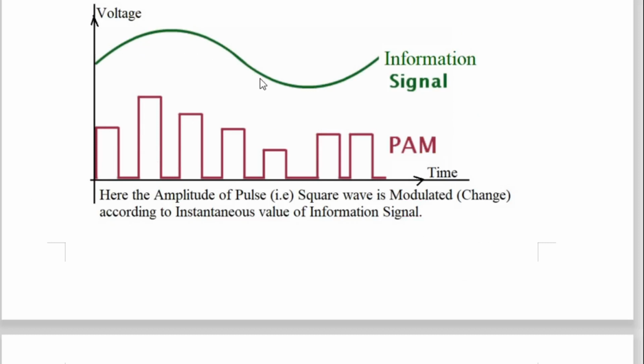Here this is the information signal. So it is written over here. On this axis there is voltage, on this axis there is time, and see here HVL is changing according to the instantaneous value of the information signal. Information signal increases, HVL increases. Information signal decreases, HVL decreases. And here it is written that the amplitude of a pulse, that is a square wave, is modulated, that is, changed according to the instantaneous value of the information signal. So this is pulse amplitude modulation.